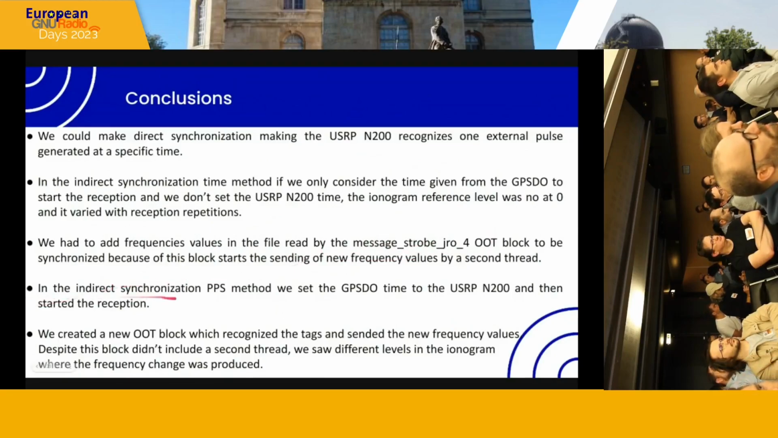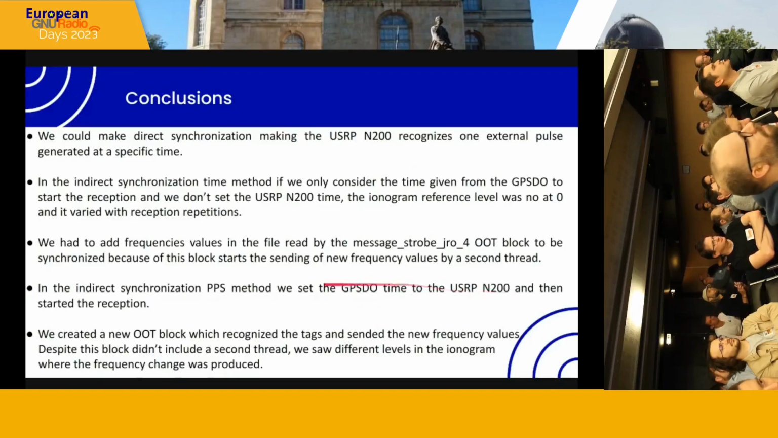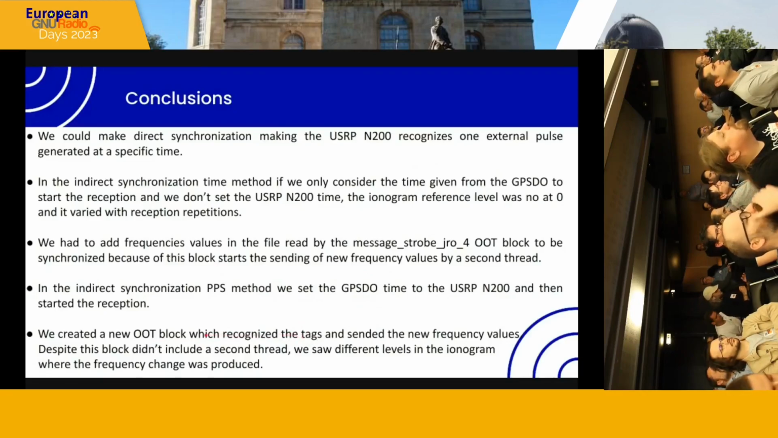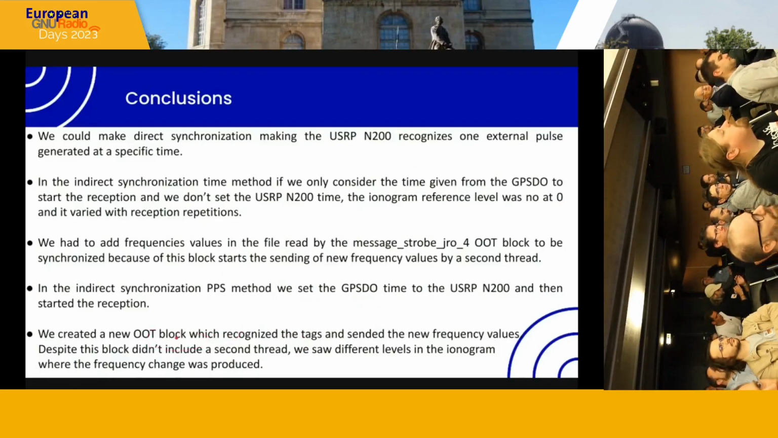In the indirect synchronization PPS method, that is the third synchronization, we set the GPSDO time to the USRP register, which was the correct way to synchronize. We created a new OOT block, the last one, which recognized the tag, but as we saw in the ionograms, the modulation was not the best because the tags are only asynchronized, so it's not recommended.